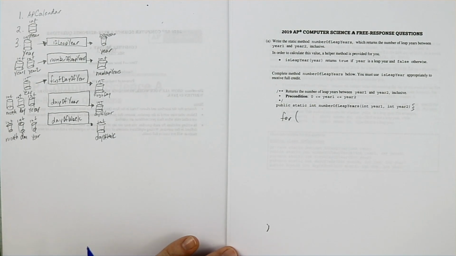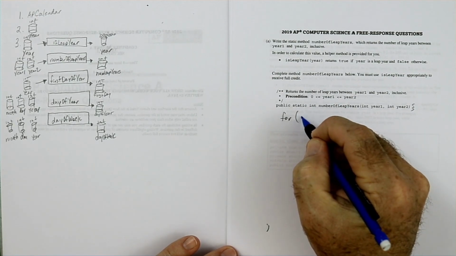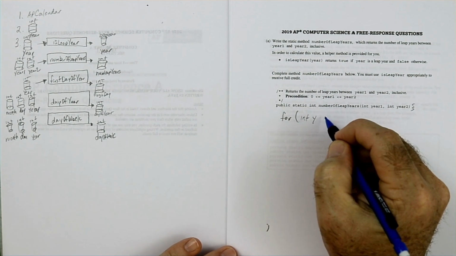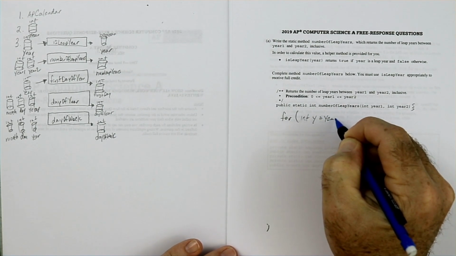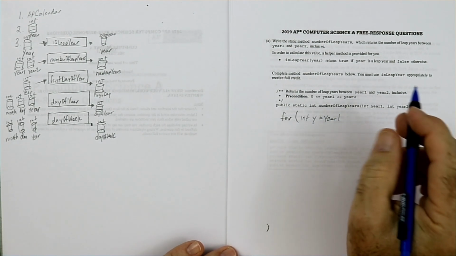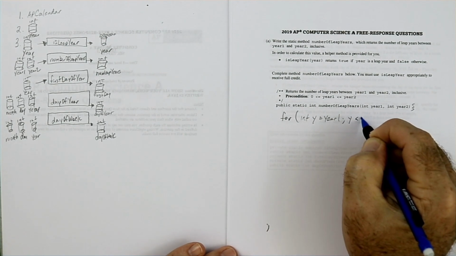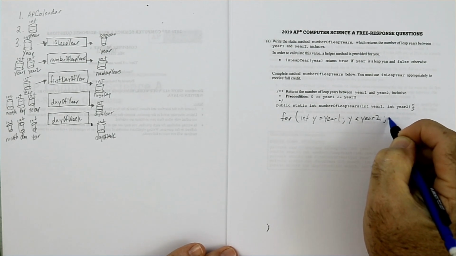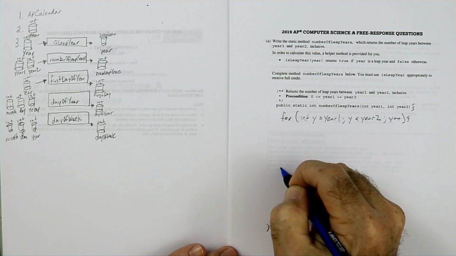Well, we're not going to start int I equals 0. We're going to start like the year is going to be, let's say we, instead of doing int I, we'll do int Y, the year. And that's going to start not at 0, but year 1. Okay, and then we're going to go Y is less than year 2. And then we're going to go Y plus plus. Okay, little curly and curly.